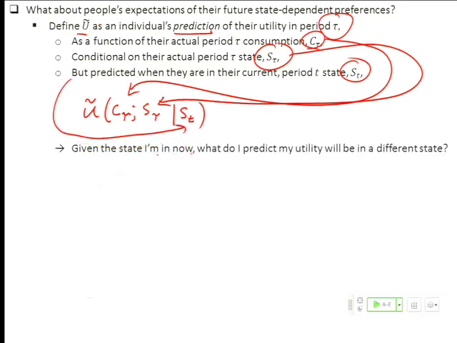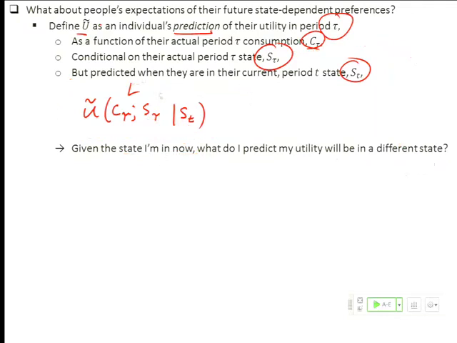Given the state I'm in now, st, what do I predict my utility will be when I'm in a different state, s tau? So if I'm not hungry now, that would be st equals 0. What is my prediction of how I'm going to feel about consuming food versus money when my utility is actually conditional on h being 1? I'm hungry. Okay. So this is sort of the standard way of writing all of that.